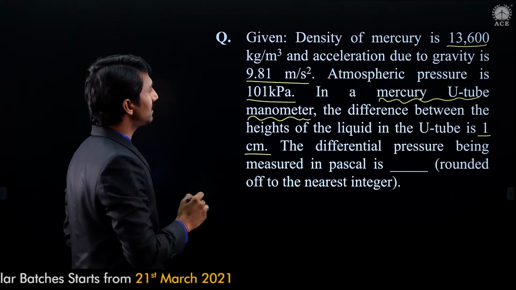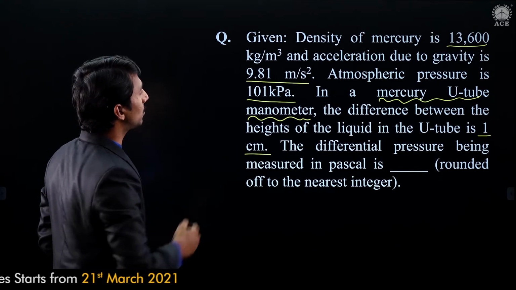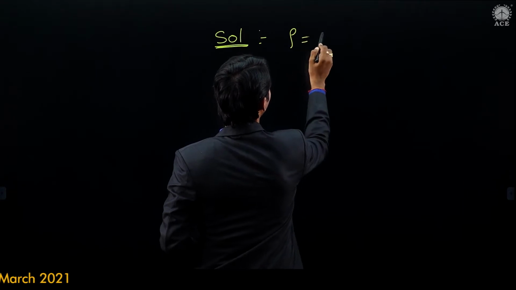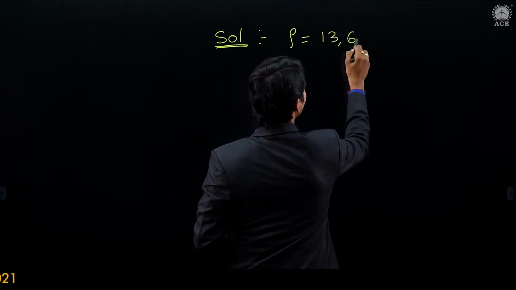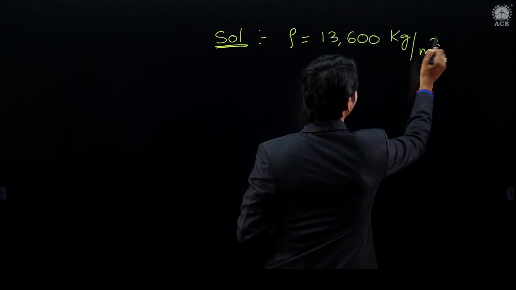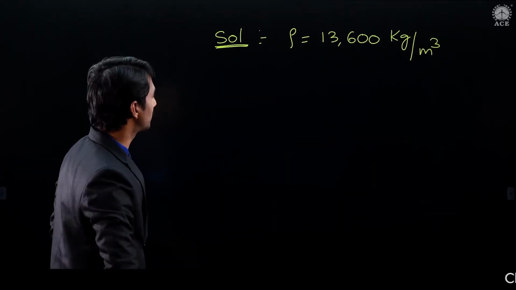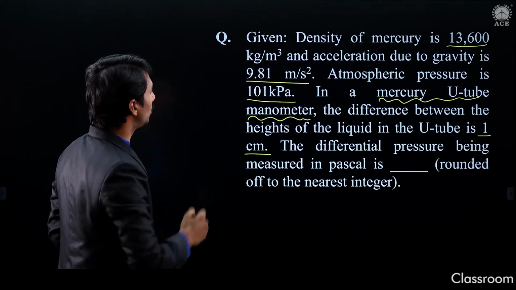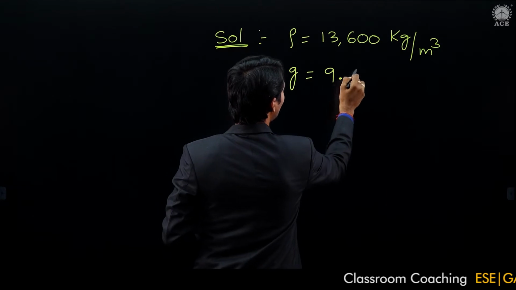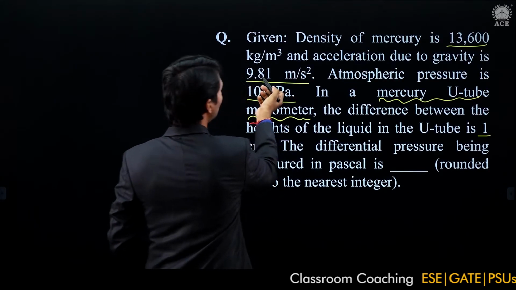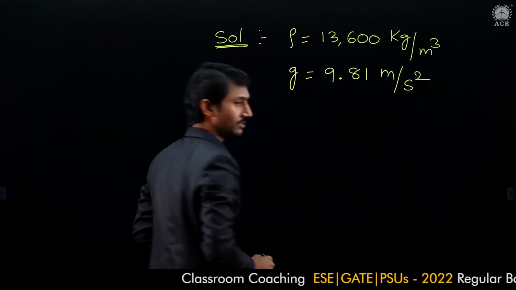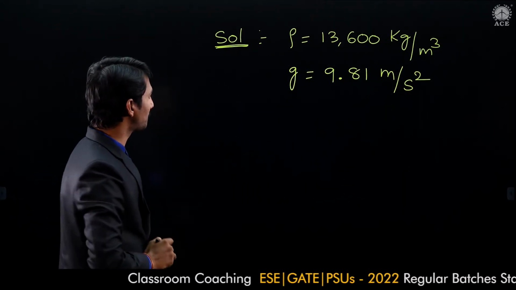Sir, what is the density of mercury? Rho, 13,600 kg per meter cube. Rho is given as 13,600 kg per meter cube. Next, sir, acceleration due to gravity. G is given as 9.81 meters per second square. Okay, right.